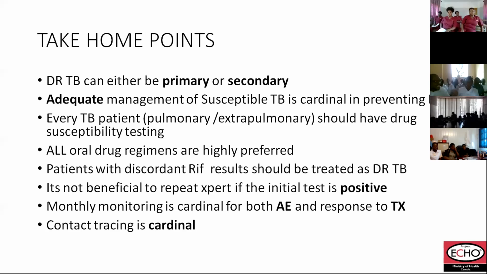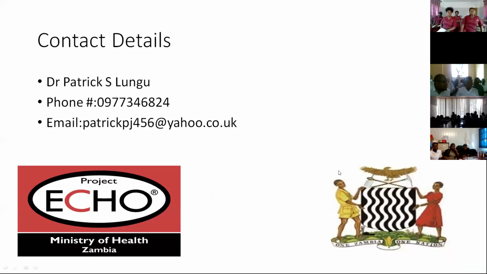kanamycin-based regimen. Patients with a discordant RIF result should be treated as drug-resistant TB. So lean on the side of the worst result. Lean on the side of the positive result. It is not beneficial to repeat Xpert if the initial test is positive. So don't question it. We've just shared with you that a person can have primary drug-resistant TB.